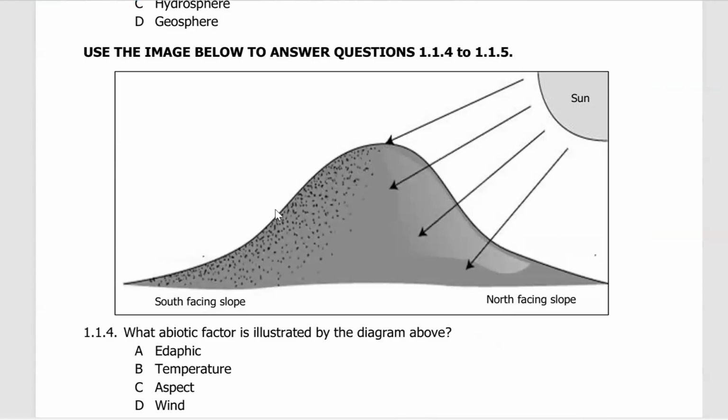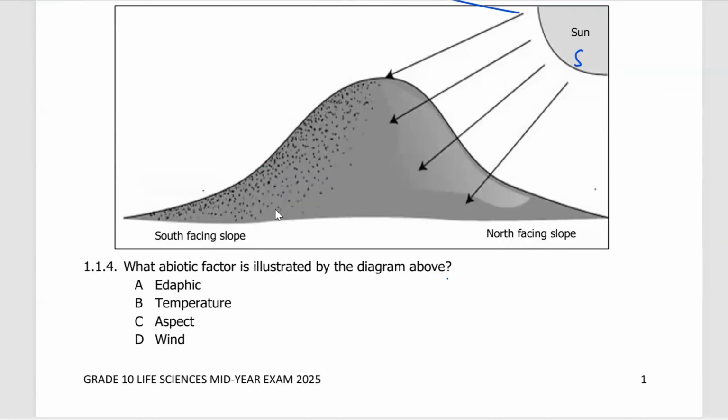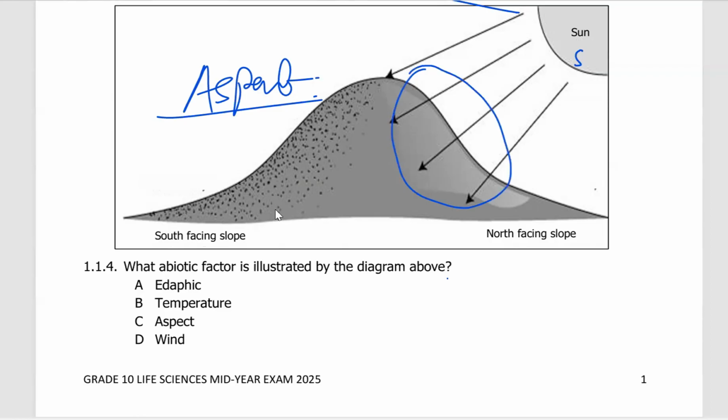Use the image below and answer the question. Which abiotic factor is illustrated in the diagram above? This is the sun, showing the direction of the sun, so the answer is aspect. How is an area related to the direction of the sun? We call it aspect: how much sun does it receive in a day? This side doesn't receive enough. So the answer is aspect, which is C. So you get 2 marks there.